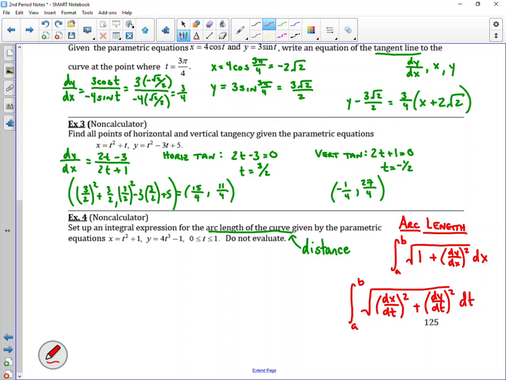Okay, so do not evaluate, just set up an integral. And most of the time they'll just ask you to set up and not evaluate, unless you have a calculator, then they'll ask you to evaluate. So we're going from 0 to 1, square root, and it's dx dt squared. So this is 2t squared plus, and then dy dt, 12t squared squared dt. That's it. Not too bad, right?